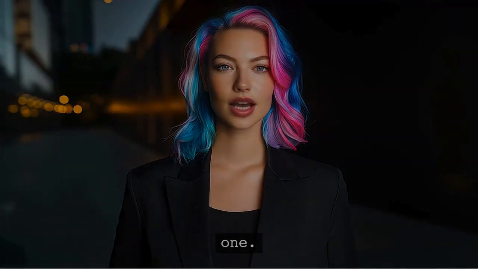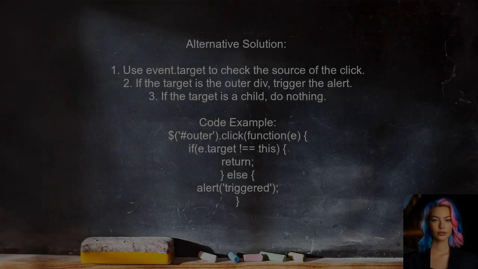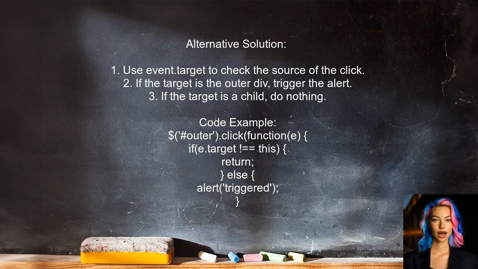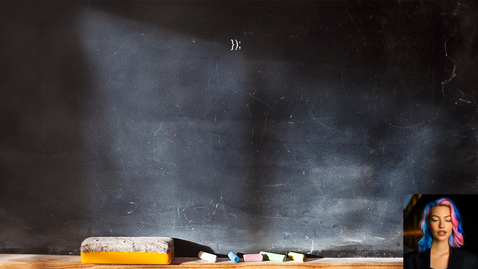Let's explore another one. An alternative solution suggests using the event.target property to determine where the click originated. The code checks if the click event was triggered by the outer div or one of its children. If it was triggered by the outer div, the alert will display. Otherwise, it will not.